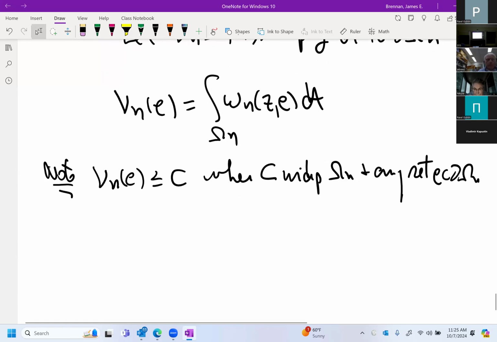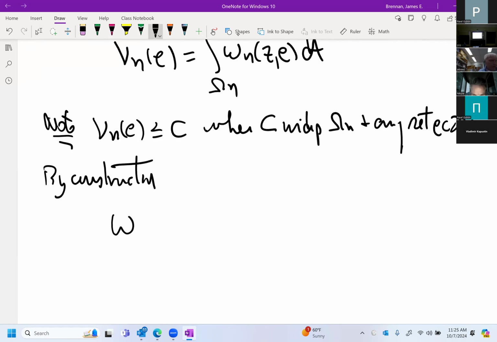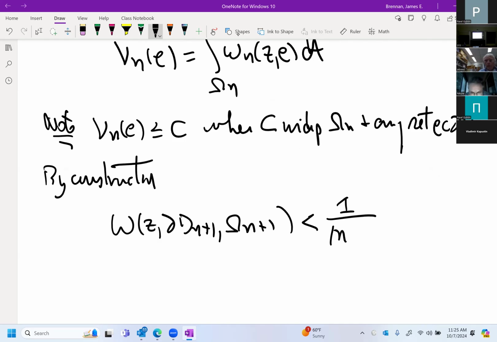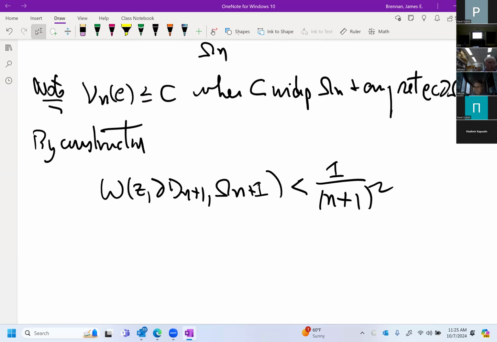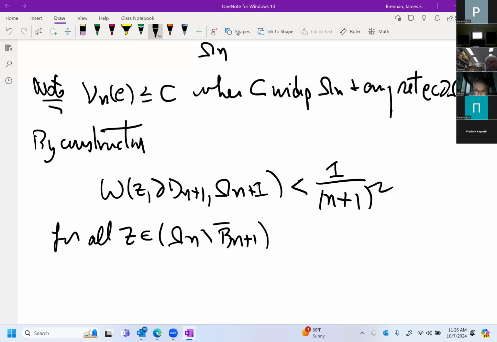Now, by construction, this is what we have, that the harmonic measure of Z on the boundary of Bn plus 1, omega n plus 1 is less than 1 over n plus 1 squared. Okay? This was a thing I had before, but I'm not worried too much about the Hausdorff measure of the set. This would follow from what I had before. And this is for all Z in omega n minus Bn plus 1. That's the way this thing was constructed.